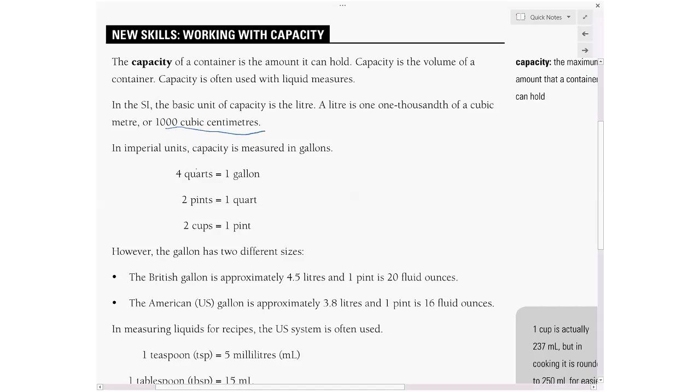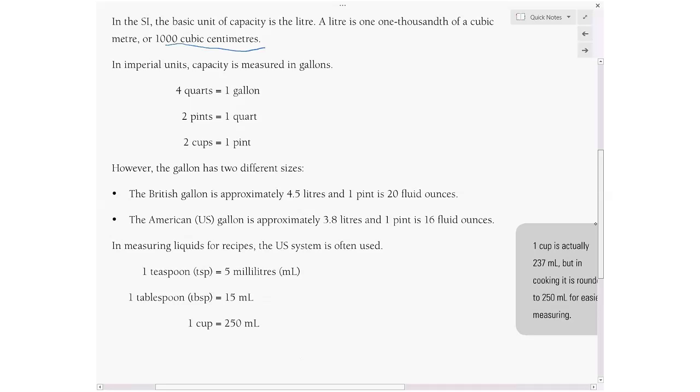Converting between imperial and SI, or sorry, this is just imperial: 4 quarts is 1 gallon, 2 pints is 1 quart, and 2 cups is 1 pint. You won't come across these very much unless you're baking, in which case you will come across these quite a bit if you use American cookbooks or websites to find your recipes.